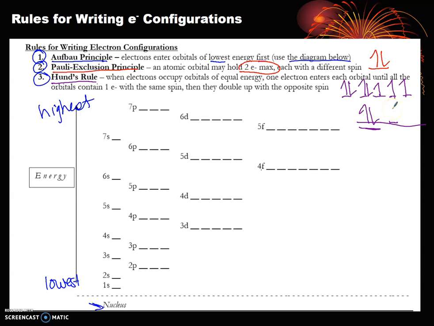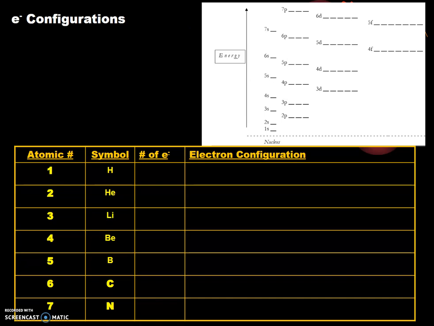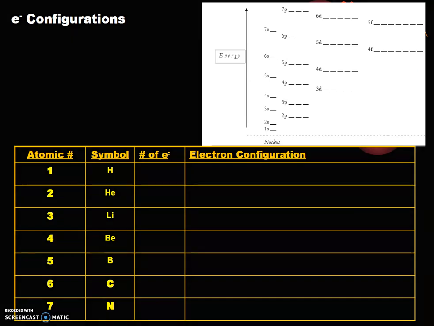All right, so what you need is that blank piece of paper where you're going to write down exactly this: the atomic number, the symbol, the number of electrons, and then we'll write out the electron configurations. I kind of cropped this picture right here so that you can see where our lowest energy levels are going to be and our highest energy levels are going to be here. And remember, this is your Aufbau diagram. All right, so let's start.